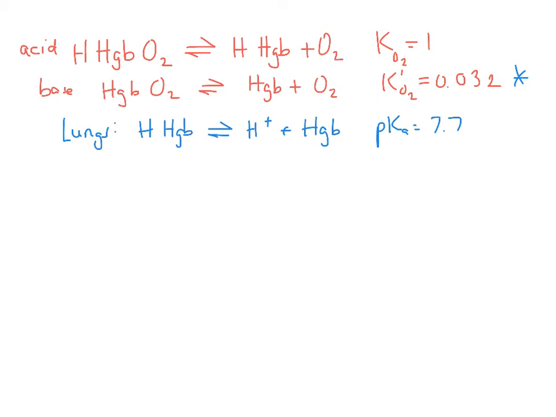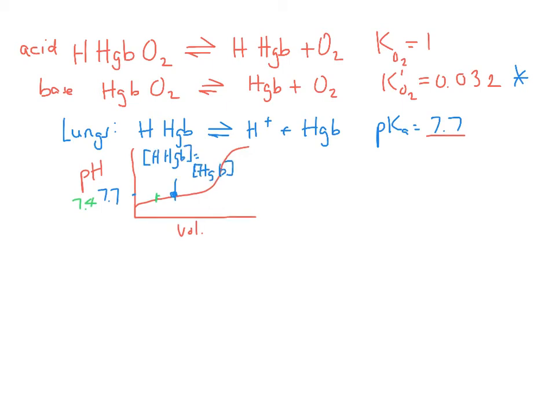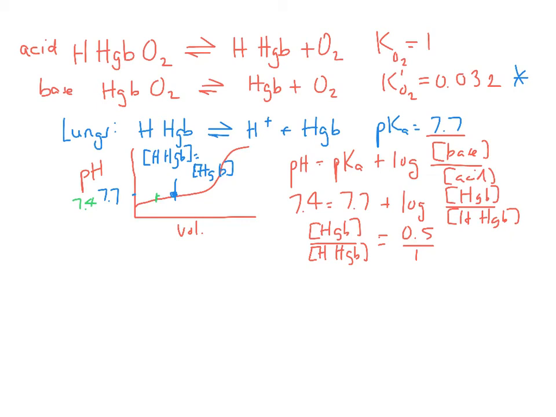For question B, note that hemoglobin is deoxygenated. In the acid dissociation equation, note that pKa equals 7.7. If we look at a titration curve, note that the blood pH of 7.4 is before the halfway point of 7.7, which equals the pKa. This tells us that there's more acid than base. We can also look at the Henderson-Hasselbalch equation. The ratio of base to acid is 0.5 to 1, so again, more acid than base.